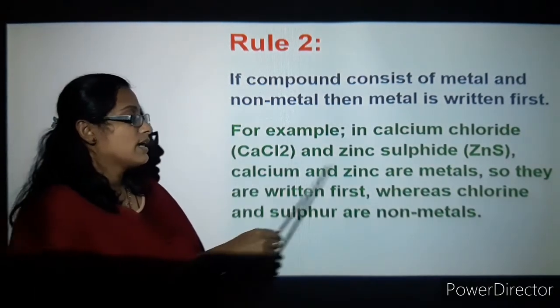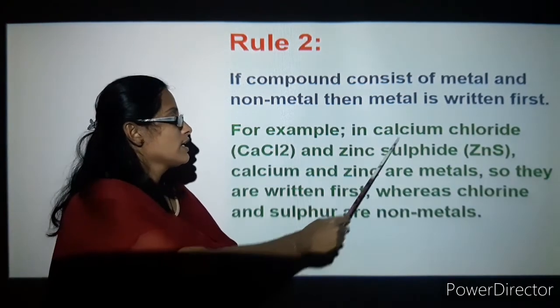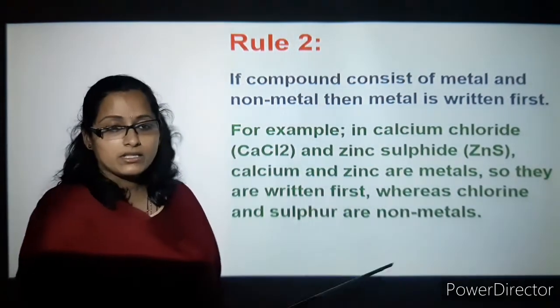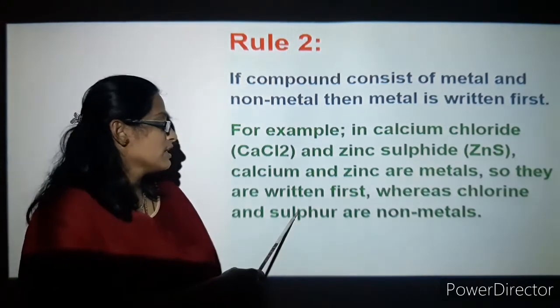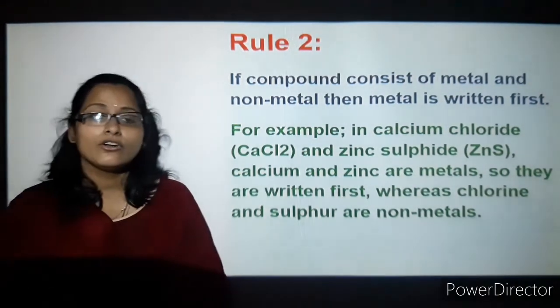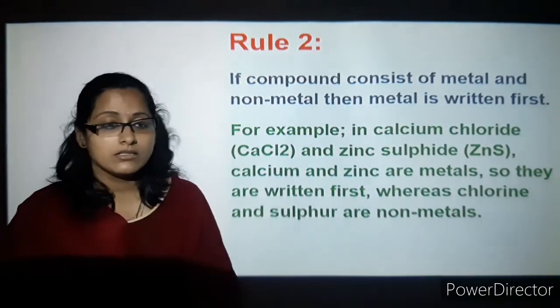So calcium and zinc are metals here. As I told, the first one you can see calcium and zinc are metals. Then you will be writing the non-metal. So metals are written first, whereas chlorine and sulfur are non-metals. They are written after the metals.